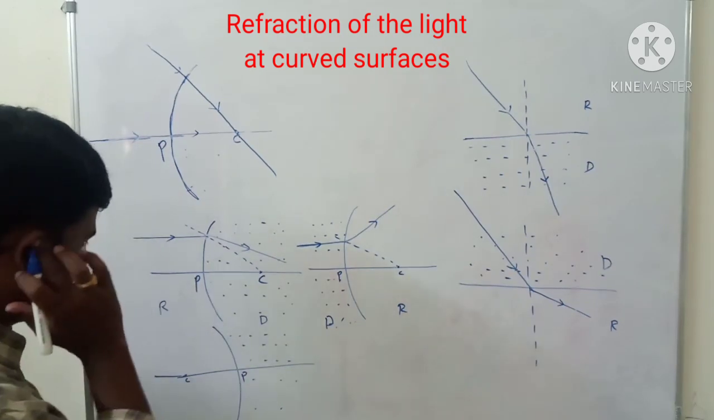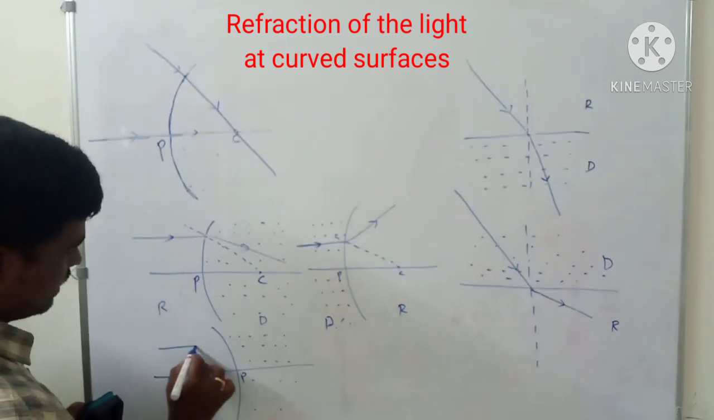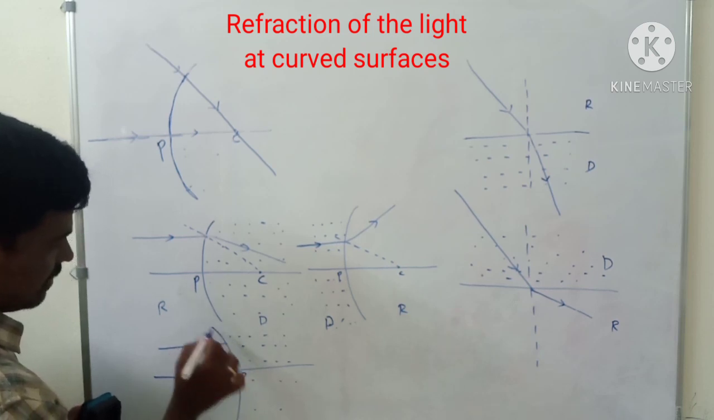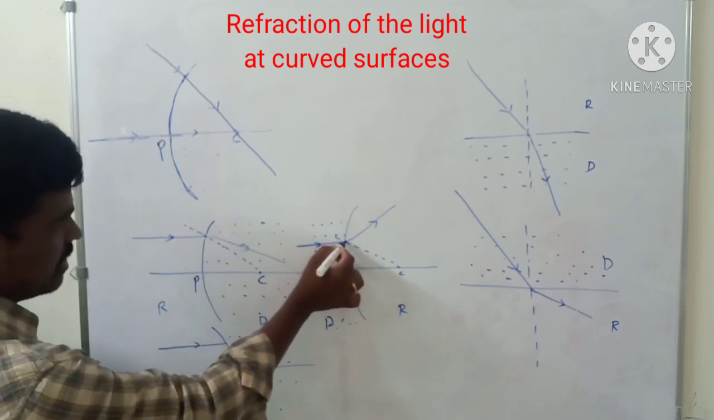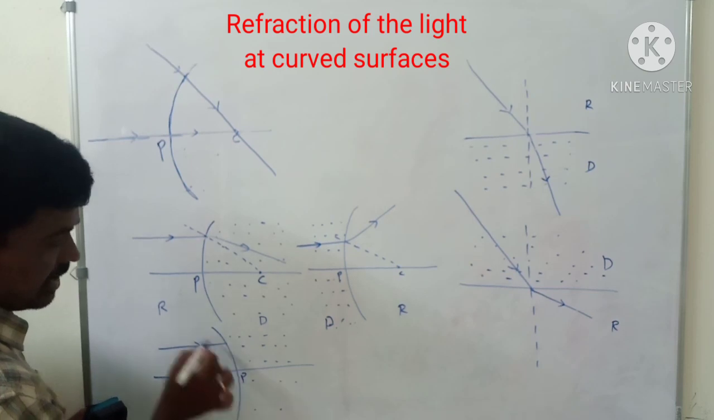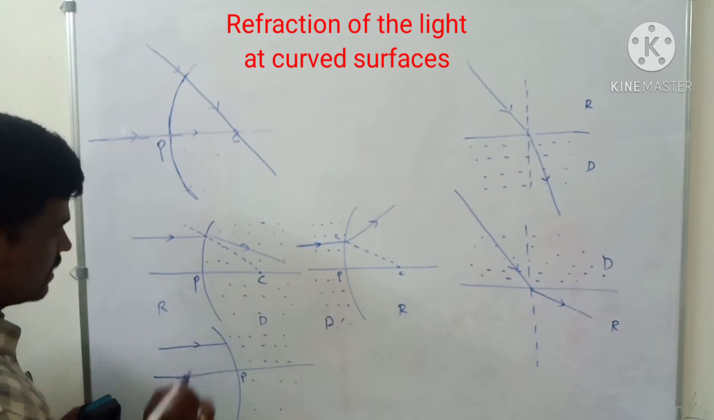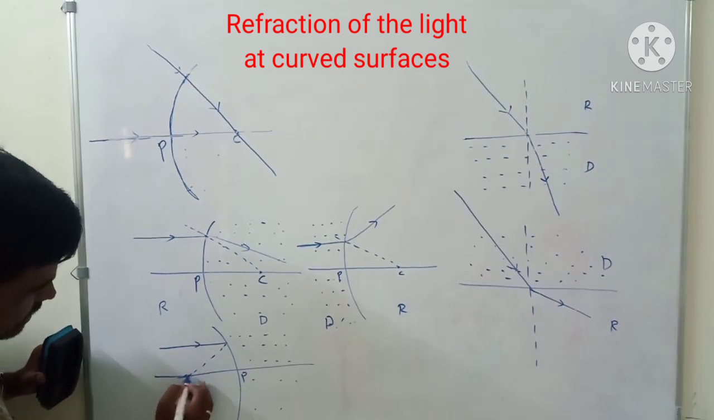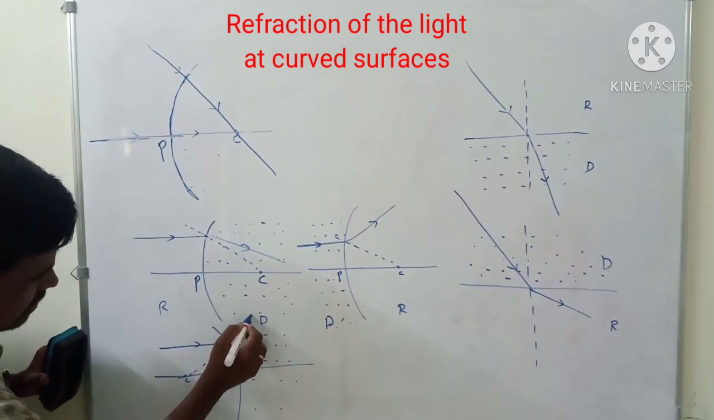Let me assume that some ray is coming like this. Now it is striking the concave surface. Here it strikes a convex surface, and here it is a concave surface. Next, which side is the normal? This side is the normal because C is on this side. It is the normal.